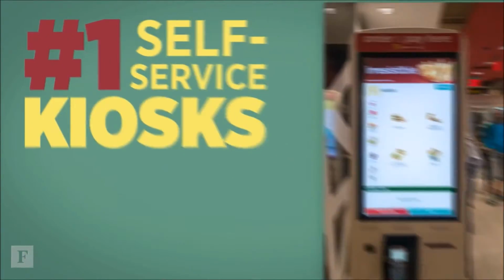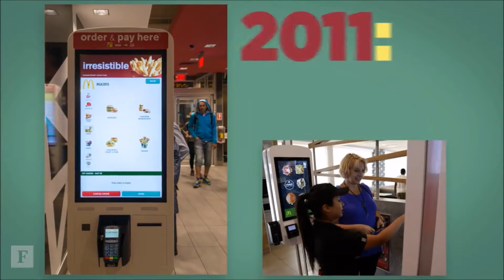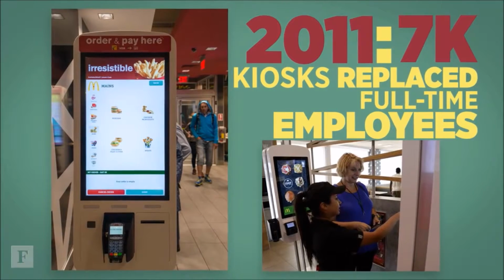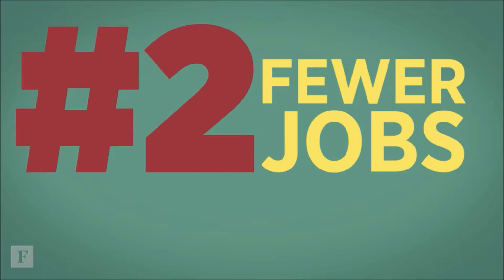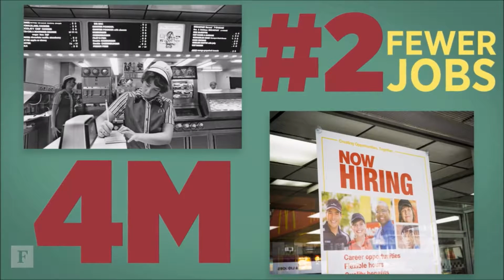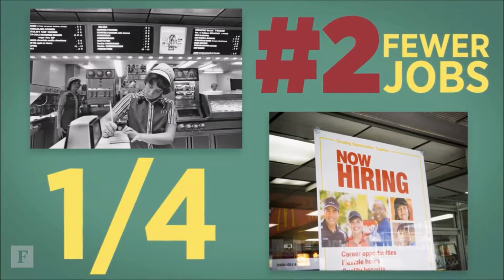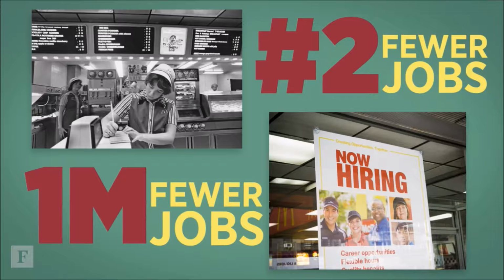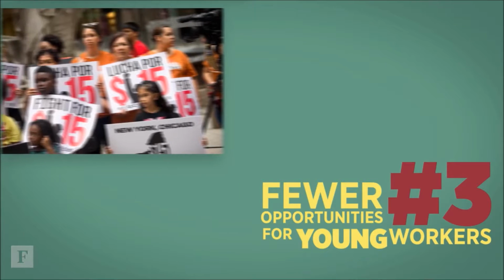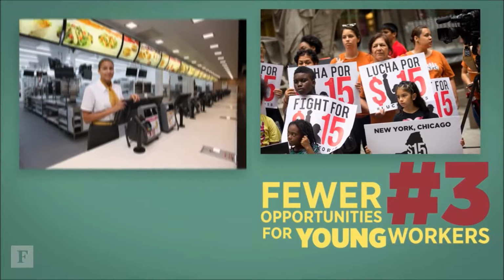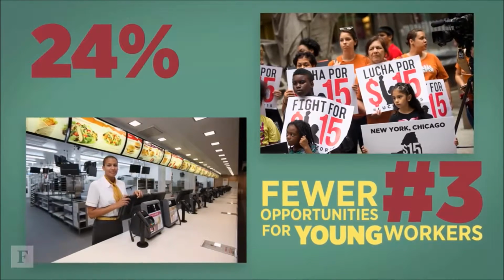Self-service kiosks. Kiosks are already popular in higher-cost European and Asian countries. In 2011, McDonald's ordered 7,000 kiosks to replace full-service employees. Number 2, fewer job opportunities. Over 4 million people in the US are employed at, quote, limited service restaurants. If 1 out of every 4 jobs is automated, that's 1 million fewer job opportunities. Number 3, fewer opportunities for young workers. People who work minimum wage jobs are disproportionately young. 50.4% are ages 16 to 24. 24% are teenagers.